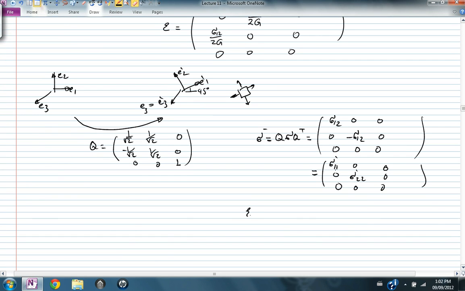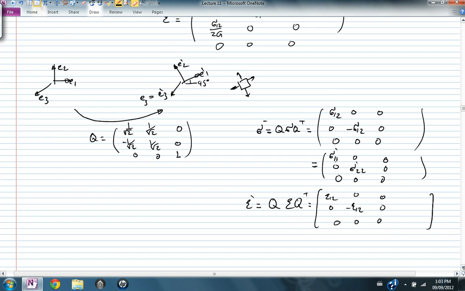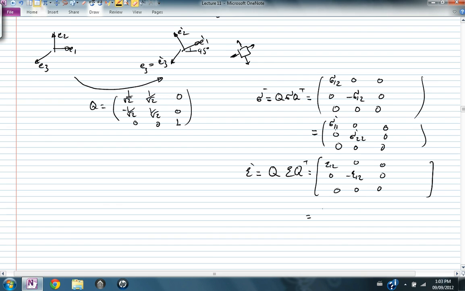Similarly, the new strain in the new coordinate system is equal to Q epsilon Q transpose, which will be equal to epsilon 1 2, negative epsilon 1 2, 0, 0, 0, 0, 0, which is basically equal to the new components epsilon prime 1 1 and epsilon prime 2 2, and the rest are zeros.